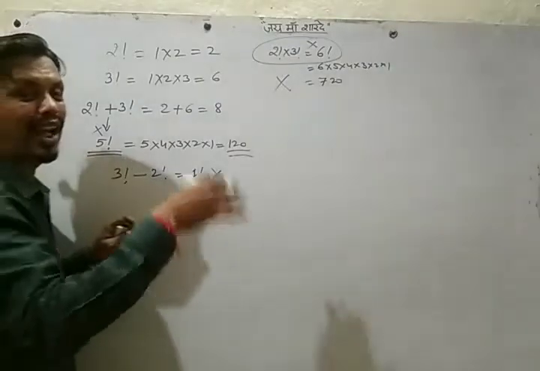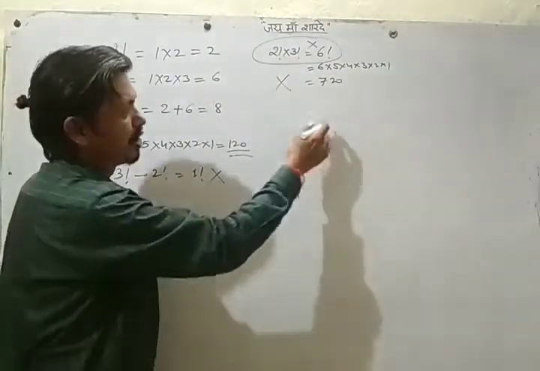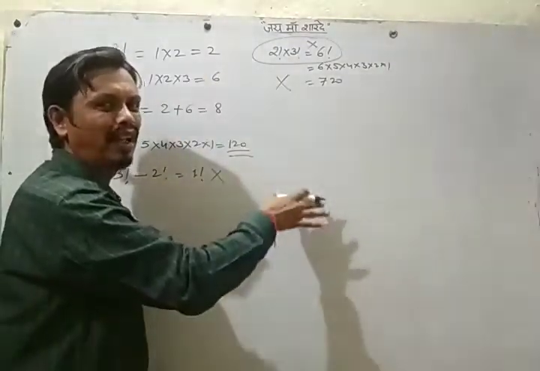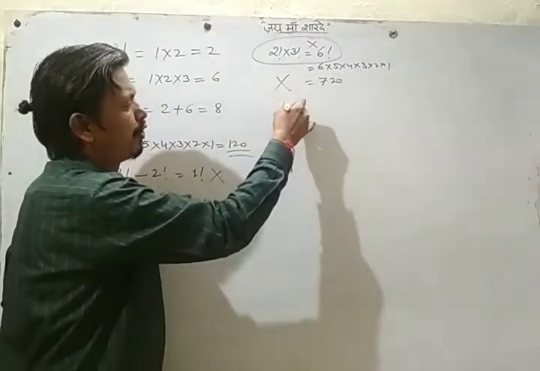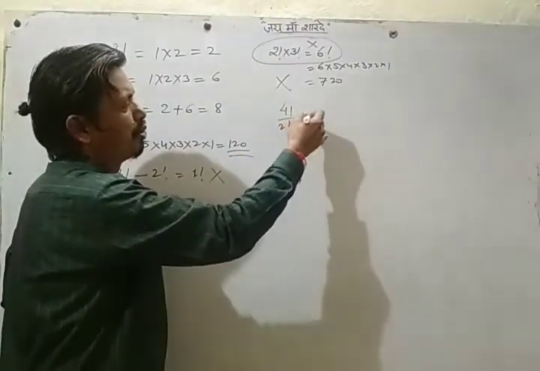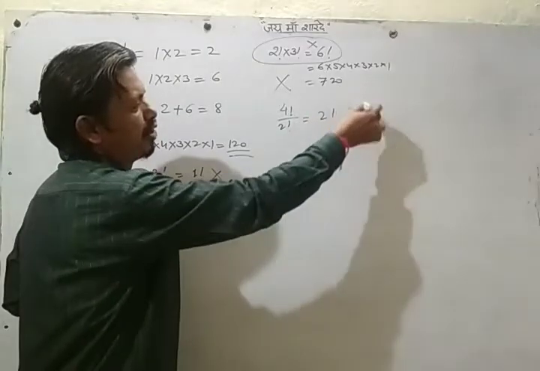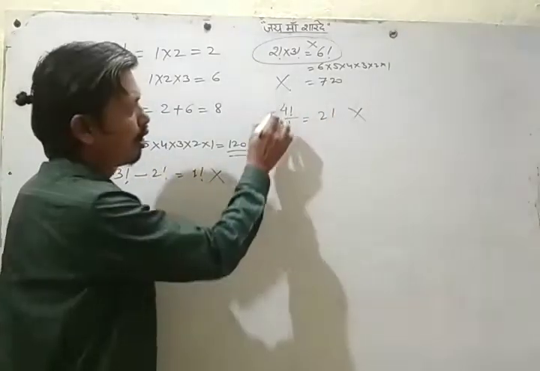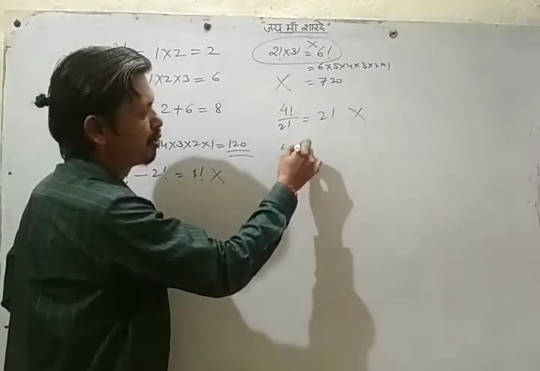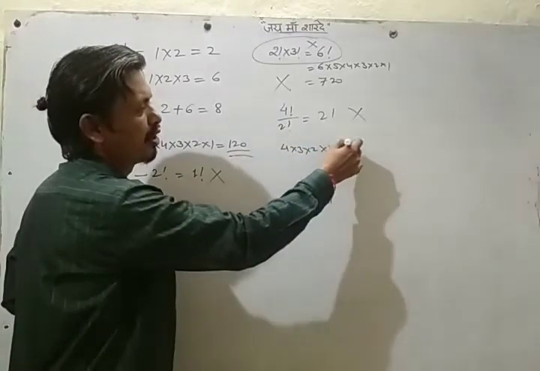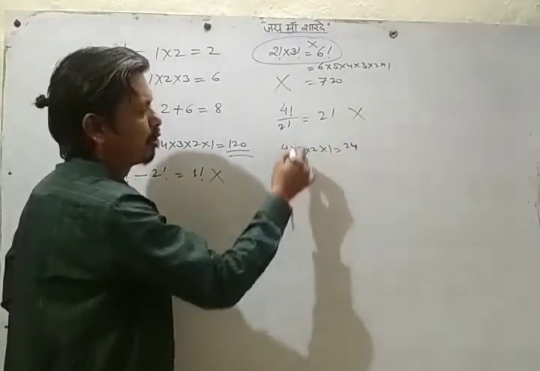So we cannot add factorials, we cannot subtract, we cannot multiply. In the same way, we cannot divide. Factorial 4 upon factorial 2, we cannot write as factorial 2. It is wrong, because factorial 4 will be 4 into 3 into 2 into 1, which means 24, and factorial 2 will be 2.